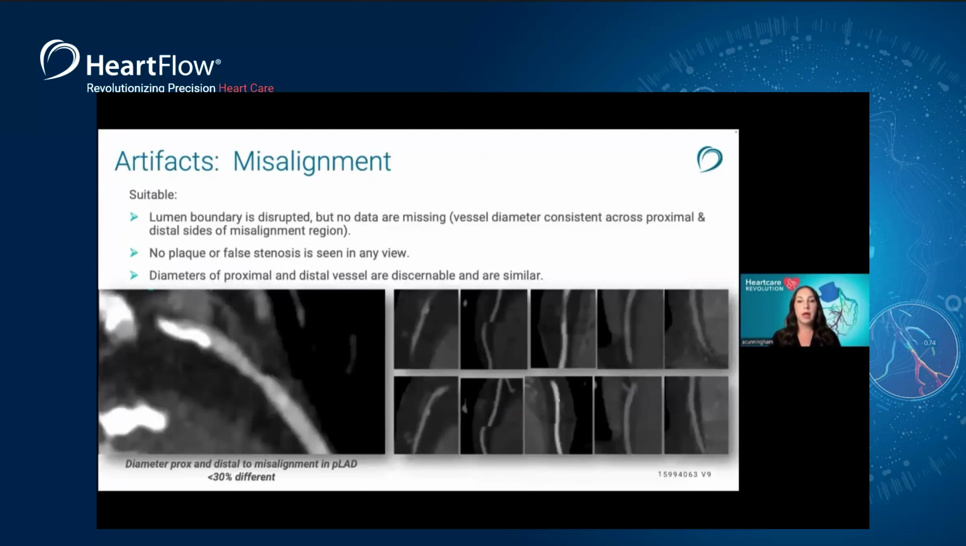When dealing with misalignment artifacts, if the lumen boundary is disrupted but there is no data missing or disease being impacted, HeartFlow may be able to analyze the case. In these examples, you can see that the diameters of the proximal and distal vessels are similar, as well as having no missing data or impacted disease. Therefore, they would be suitable for FFRCT analysis.